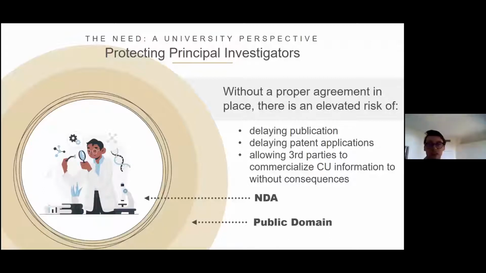So keep in mind that the weeks or months it may take to get an NDA in place is worth it when compared to the months-long headache of trying to get unrestricted publication guaranteed after a PI has already completed their research.